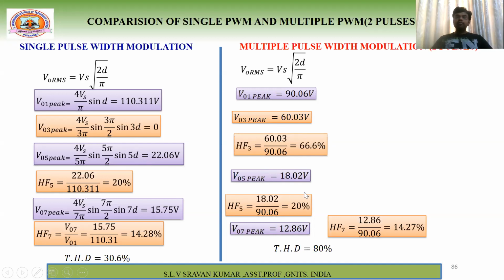So what is the thing we have to tell? If you go for multiple pulses, the lower order harmonics may reduce if you choose the proper pulse width. If you choose the same pulse width, some harmonics will increase and some harmonics will decrease. So that is the ambiguity present in multiple pulse width modulation. That's why generally nobody uses it. Everybody goes for sine pulse width modulation.